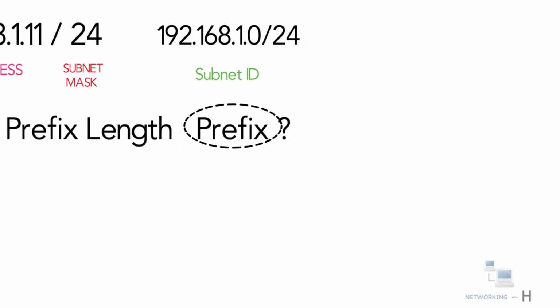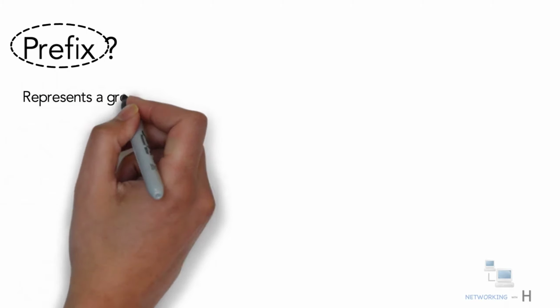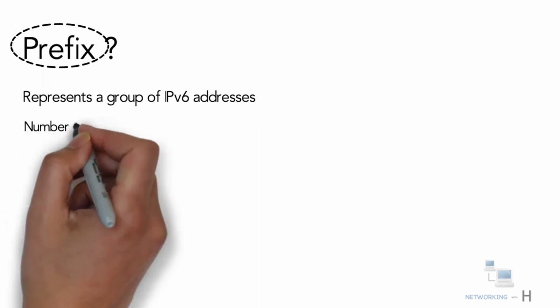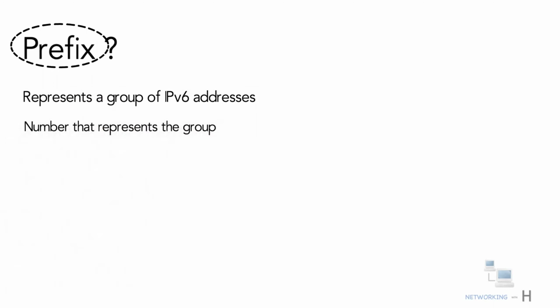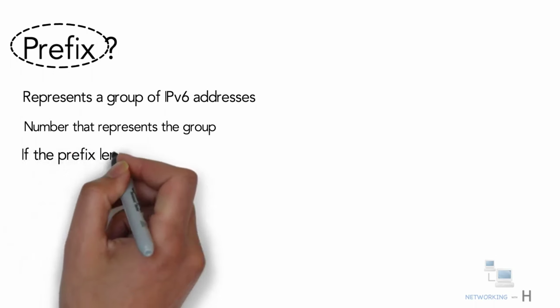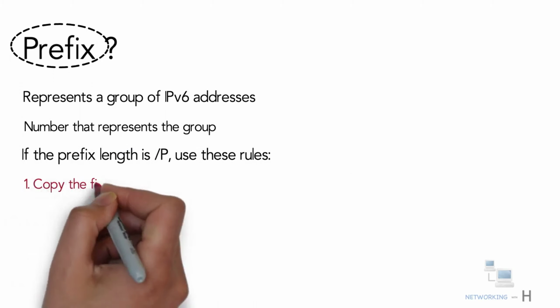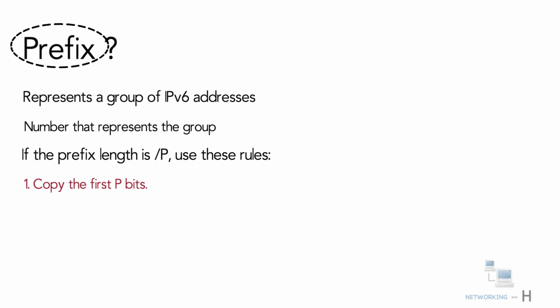So, finding the IPv6 prefix. In IPv6, a prefix represents a group of IPv6 addresses. Each IPv6 prefix, or subnet if you prefer, has a number that represents the group. As with IPv4, you can start with an IPv6 address and prefix length and find the prefix with the same general rules that you use in IPv4. If the prefix length is /P, use these rules. Number 1, copy the first P bits. Number 2, change the rest of the bits to 0.